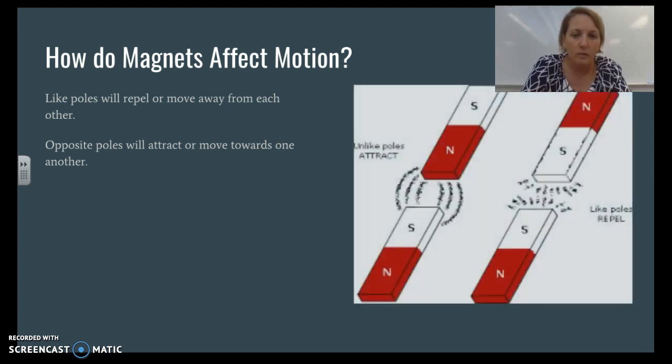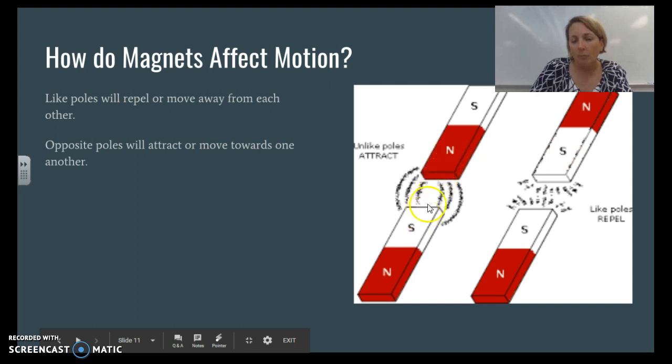So here is a picture of a magnet. When we have opposite poles, they are attracted to each other. When we have like poles, they will repel. And the reason they do this is the magnetic field coming off this end of the magnet is the same as this magnetic field. There's no desire to be attracted because they're the same. They want to be attracted to things that are different.